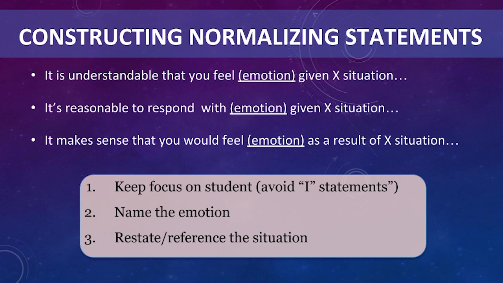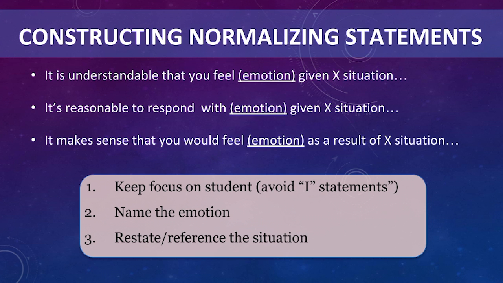So let's look at normalizing statements. Normalizing statements have three main steps to them. First, we keep the focus on the student by avoiding using I statements. So instead of saying, I understand how you feel about this situation, you would say, it makes sense that you feel worried about this situation, or it's reasonable for you to feel this way, naming the exact emotion.